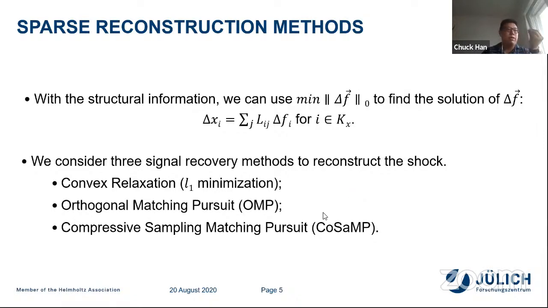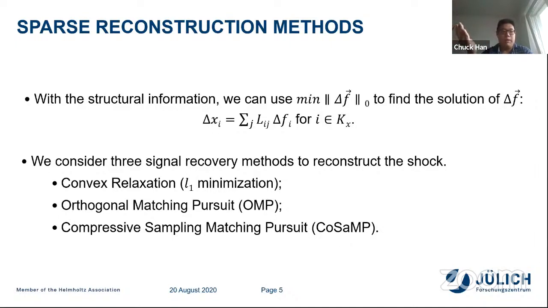The second method is the orthogonal matching pursuit method, a matching pursuit method. The idea behind it is we know delta F is sparse, so only a few columns of L would participate in the multiplication process. So we test different combinations and superpositions of them to see which one contributes the most, and we find delta F itself. And the last one is compressive sampling matching pursuit, which we will refer to as CoSaMP from now on.